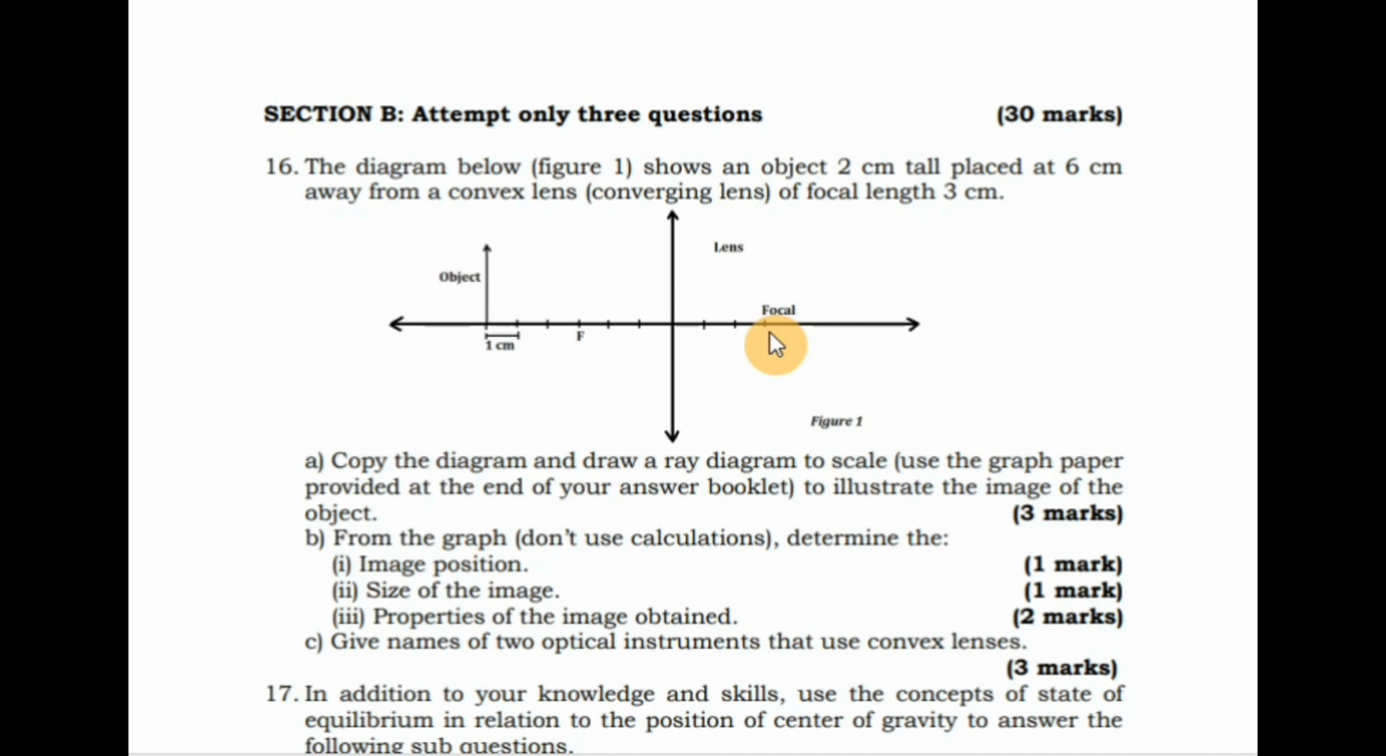And number 2, when the incident ray passes through the center, it will continue without deviation. And number 3 is that when the ray passes through the focal point, it will refract parallel to the principal axis. Those are the 3 rules that we are going to use so that we can find the position of our image. Yes, let's go.